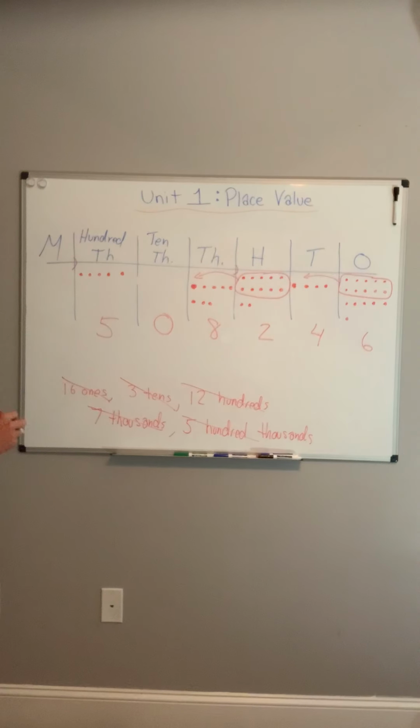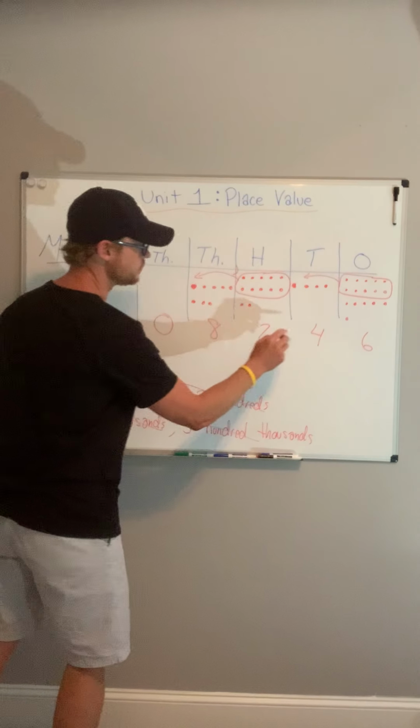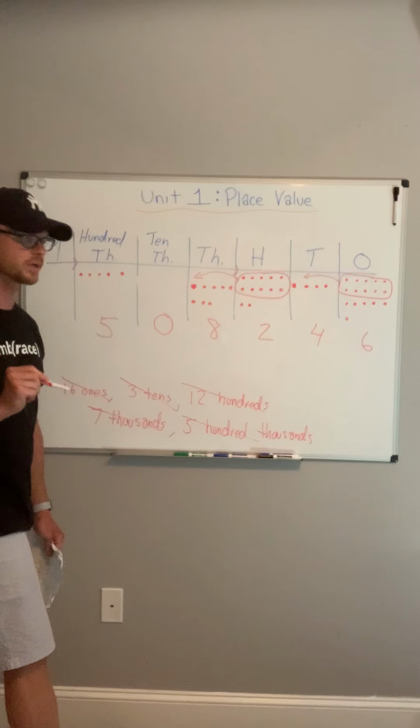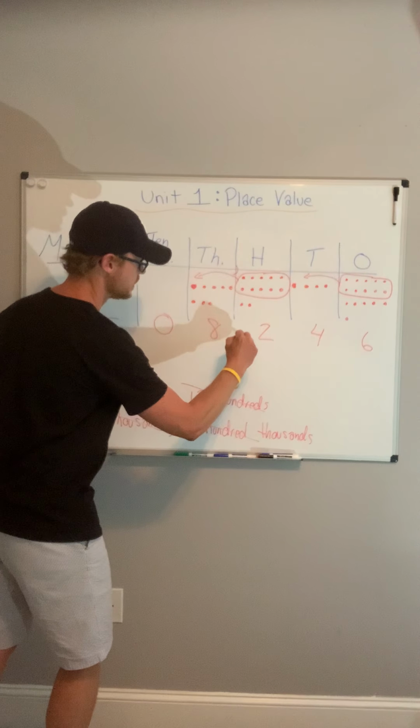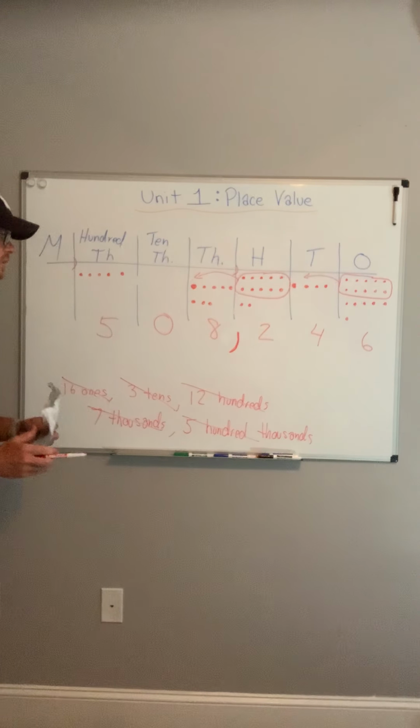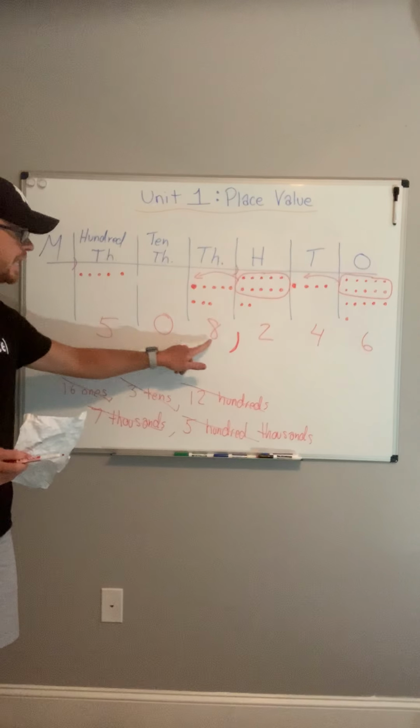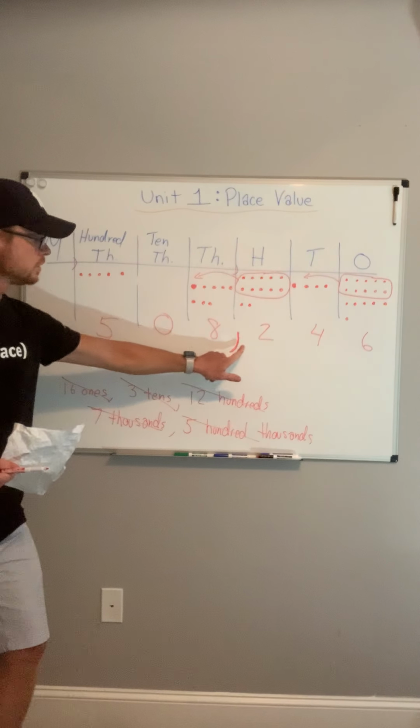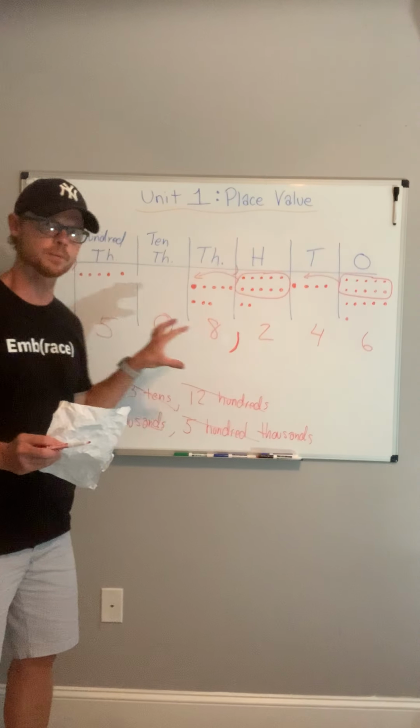So my answer to this is 508,246. Don't forget about your comma between the 100 and the 1,000 place. So my answer is 508,246. Remember those groups.